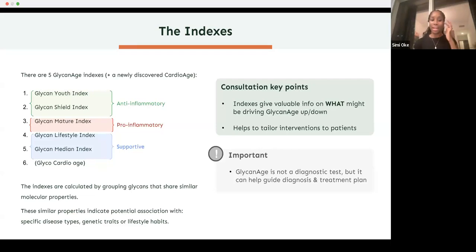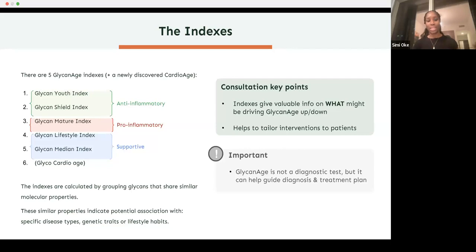And then you have the Glycan Lifestyle Index and also the Glycan Medium, which are more supportive, giving information around the results you get. The way these indexes are calculated is that we look at different groupings of glycans that share similar molecular properties, because it's these molecular properties that change as you're exposed to more inflammation. These similar properties indicate potential associations with specific disease types, genetic traits, and or lifestyle habits.